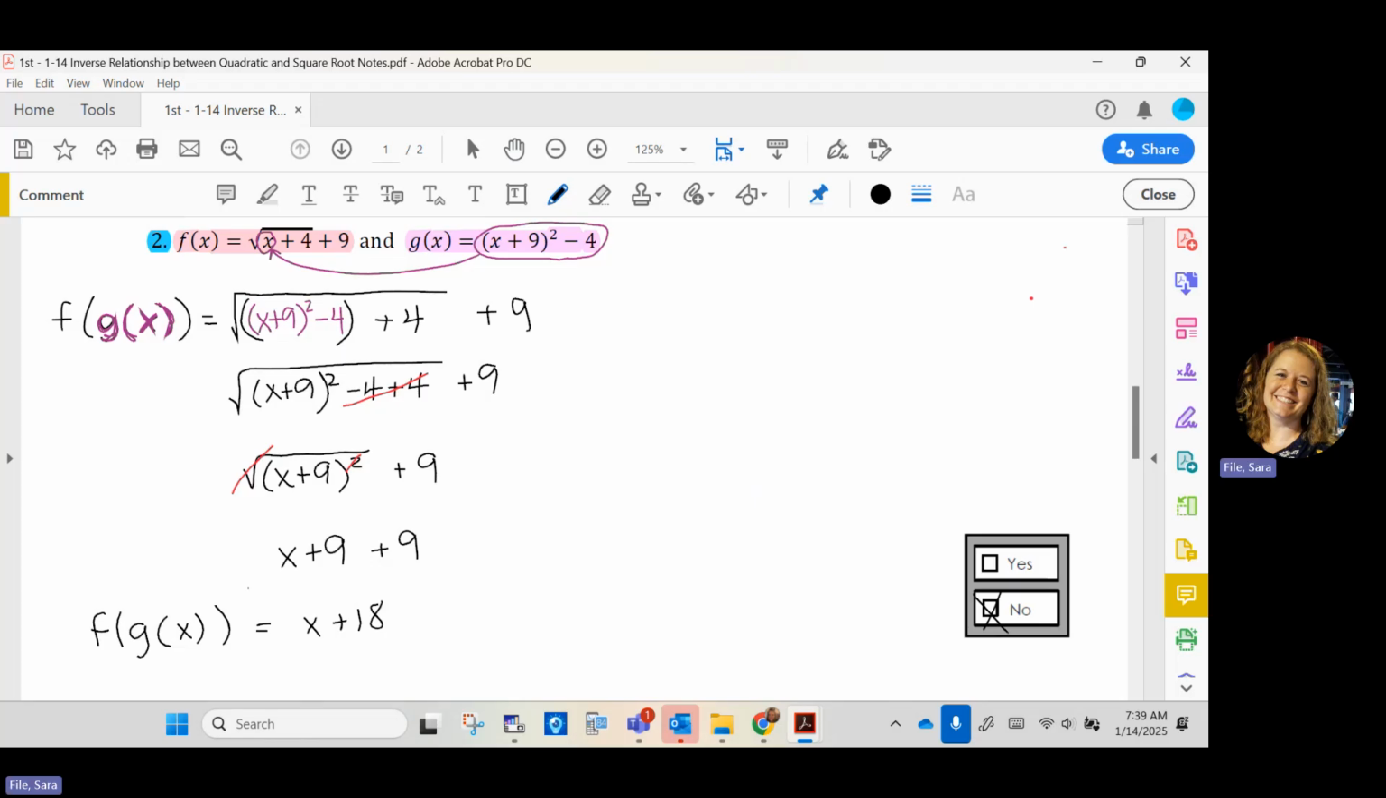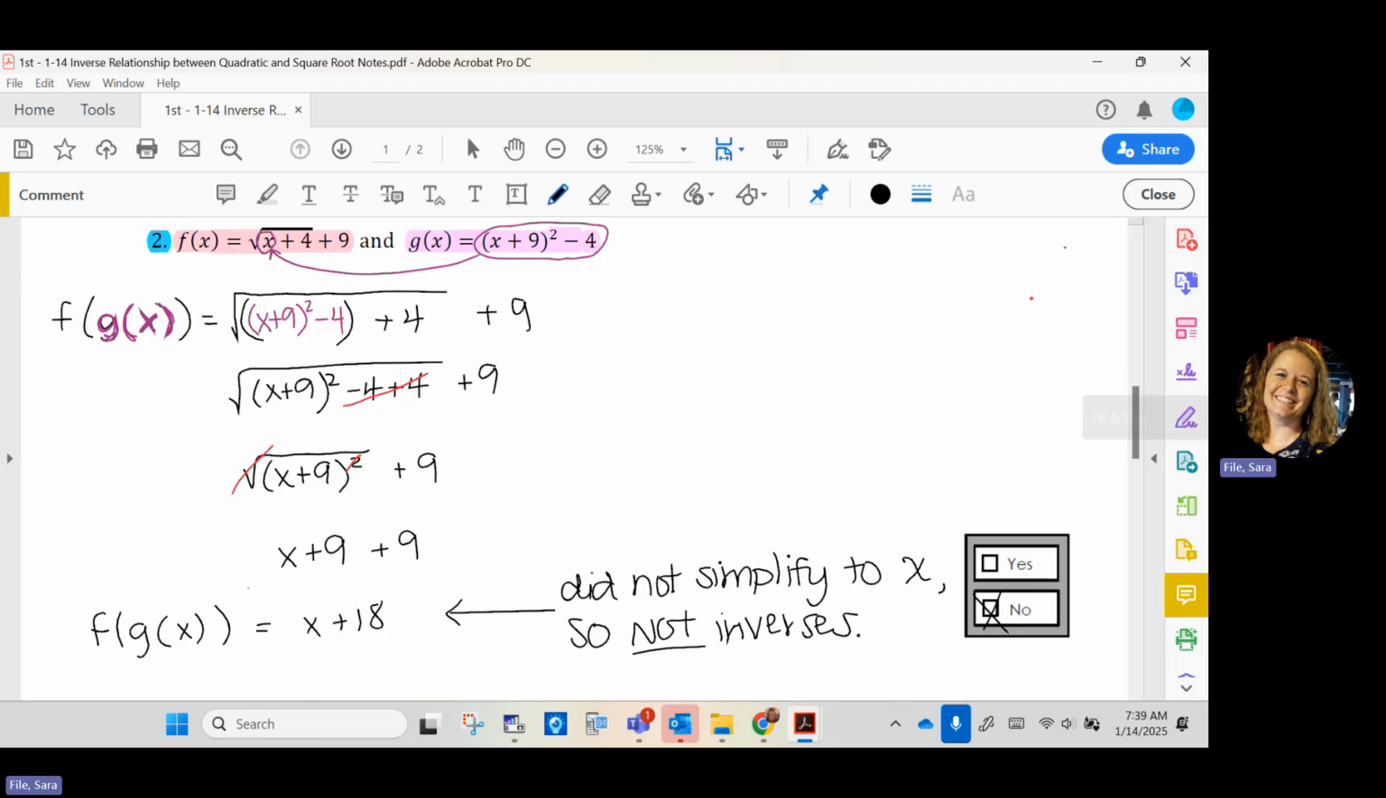Okay, so I'm just going to put a side note here of why we said no. It did not simplify to x, so they are not inverses.